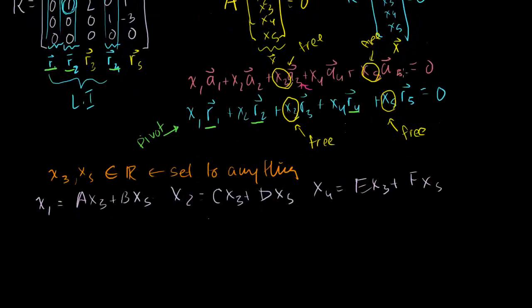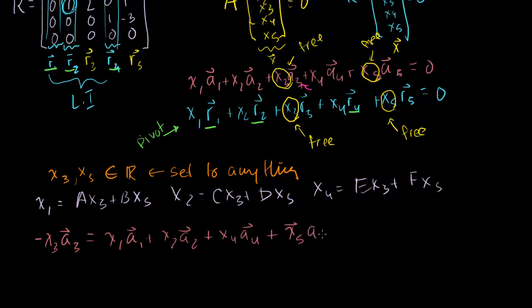Let me rearrange this equation up here. So what do I get? If I subtract x3 A3 from both sides of the equation, I get minus x3 A3 is equal to x1 A1 plus x2 A2 plus, I don't have the 3 there, plus x4 A4 plus x5, sorry, x isn't a vector, x5 A5.